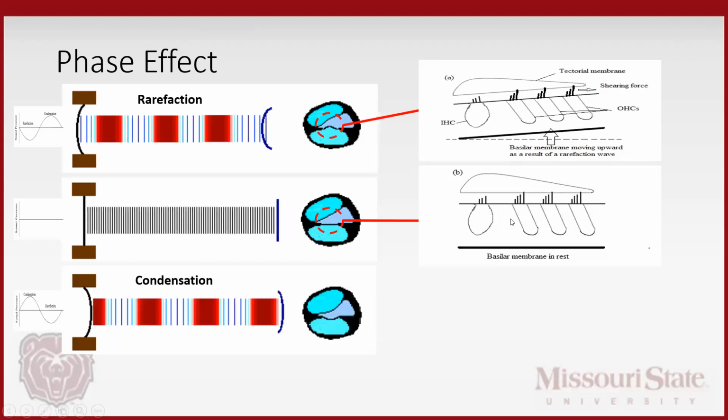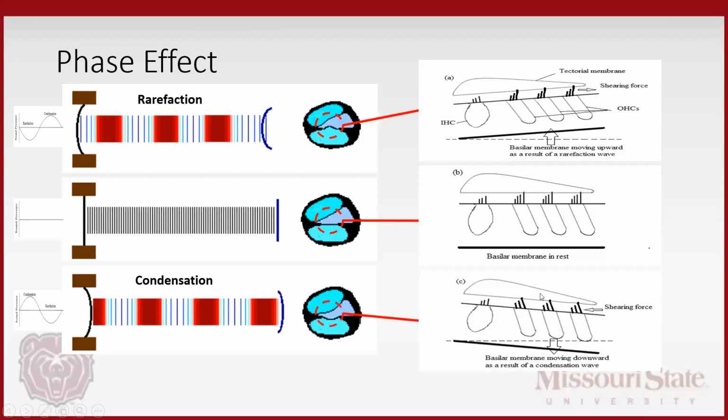Now, as we know, there is going to be a rarefaction and there is going to be a condensation, the other part of the wave. So when the condensation is sent through, we're increasing the pressure, we're pushing on the eardrum, it's going to push on the oval window membrane, and as a result, it's going to increase the pressure in the scala vestibuli. Now the pressure over here is larger than the pressure down here, and what's going to happen to that structure? It's going to be pushed down.